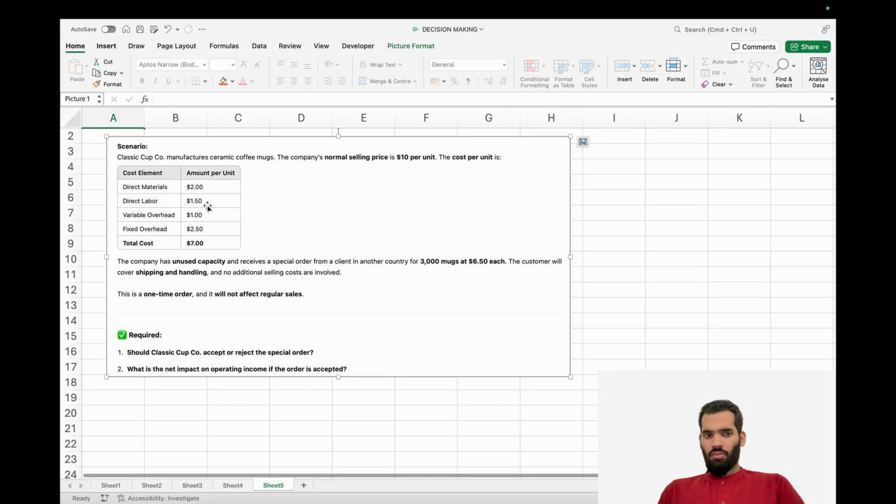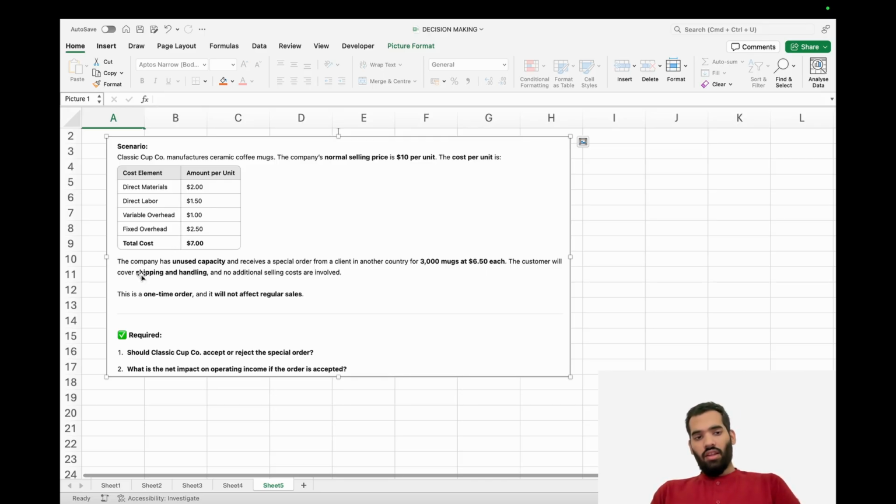Material, okay, good. Variable labor, variable overhead is variable, of course. Fixed overhead is given as per unit, but we know it's not per unit in nature. It is a total cost that has been divided by the existing units to find the per unit, right? So this fixed overhead is actually the total fixed overhead that the company is paying, but they are just dividing it by the number of units they are producing at the moment.